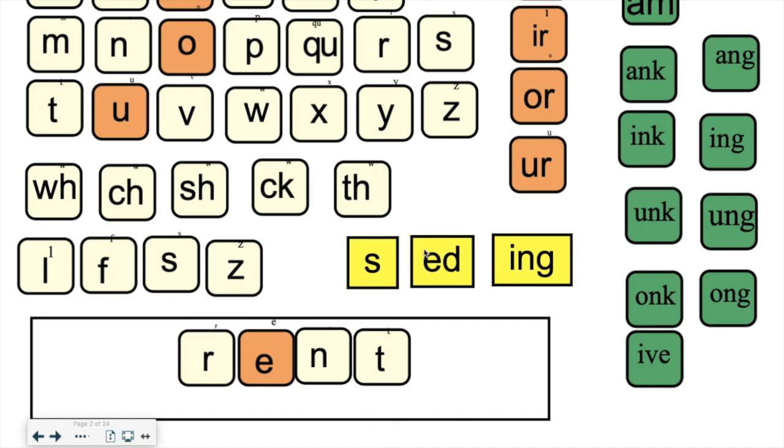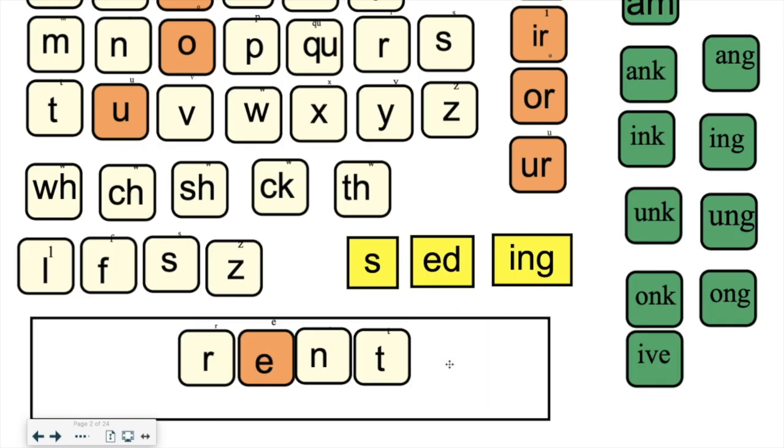Then what I'm going to do is add the ed ending, this suffix, to the end of the word. And now it changes the meaning because now someone knows that I'm not renting anything right now. I rented this. So that makes you know, okay, it already happened. It took place in the past.